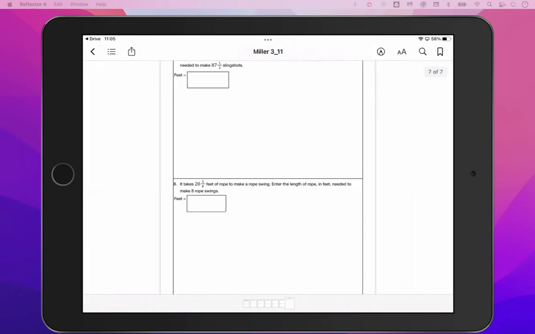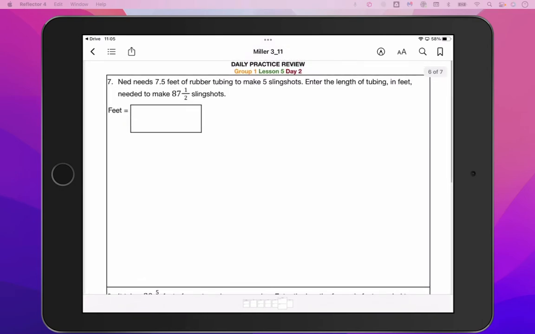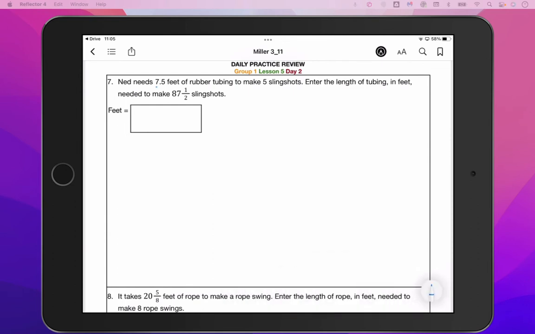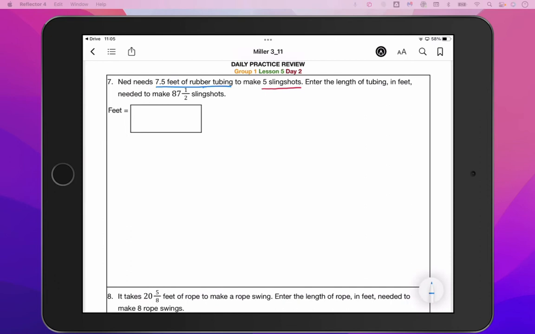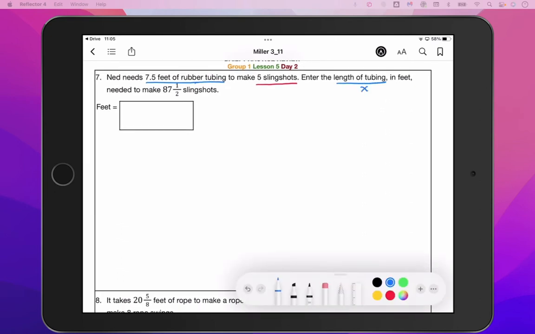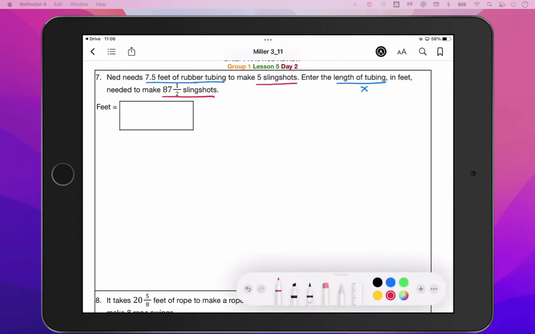Coming back with 7 and 8. We've got that Ned needs 7.5 feet of rubber tubing to make 5 slingshots. And so we need to figure out the length of tubing. That's what we're looking for, so that's our X. It will take to make 87.5 slingshots. Don't know what half a slingshot looks like, but there we go.